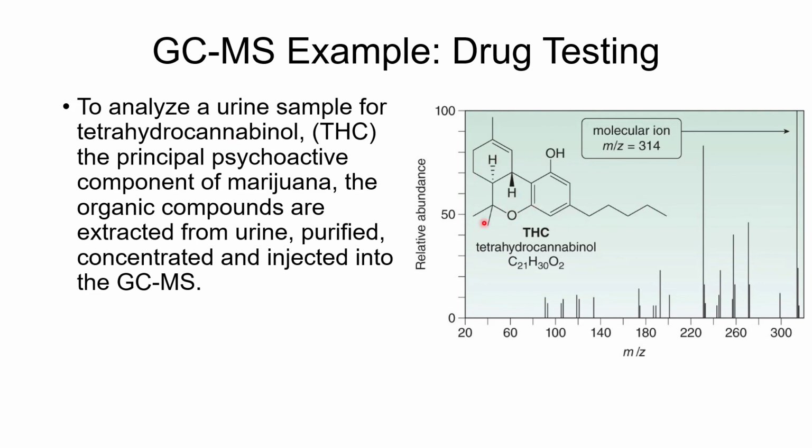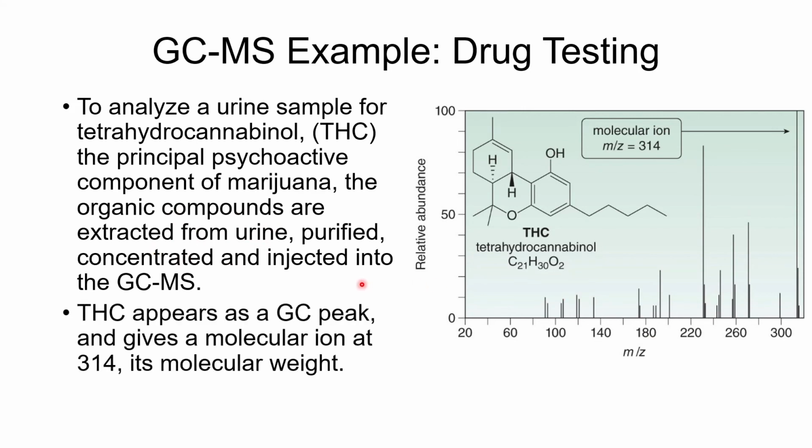And here is the structure of THC. And if you look, it has a molecular ion of 314. So it's possible that you could take a sample of somebody's urine, and if there's some of this THC or one of the metabolites of it, then you could extract that from the urine, purify it, concentrate it, inject it into the mass spec, and get an idea. And if you really think it's that, then you can double check it with the high res mass spec. But it gives that peak at 314, and that is its molecular ion.